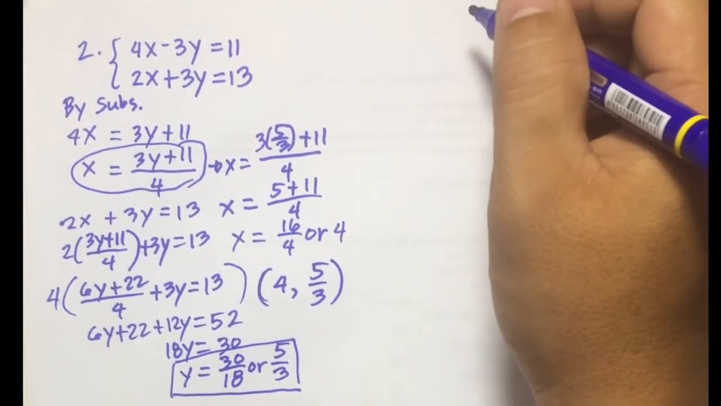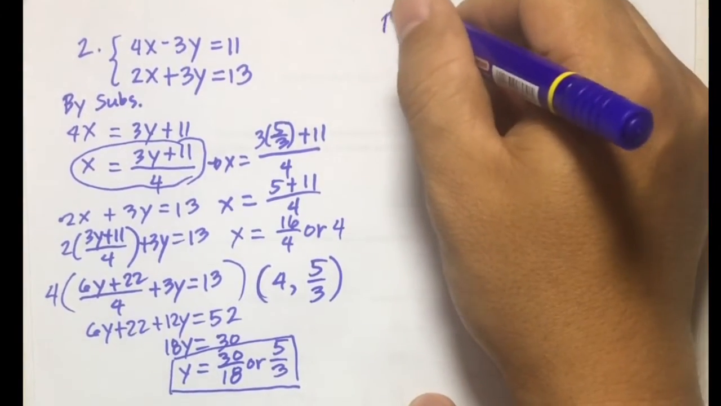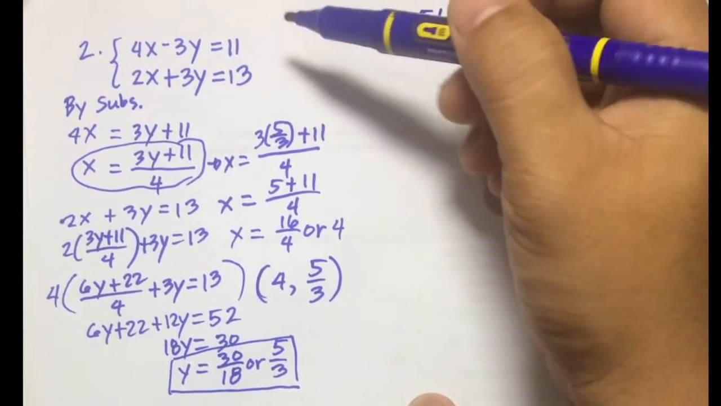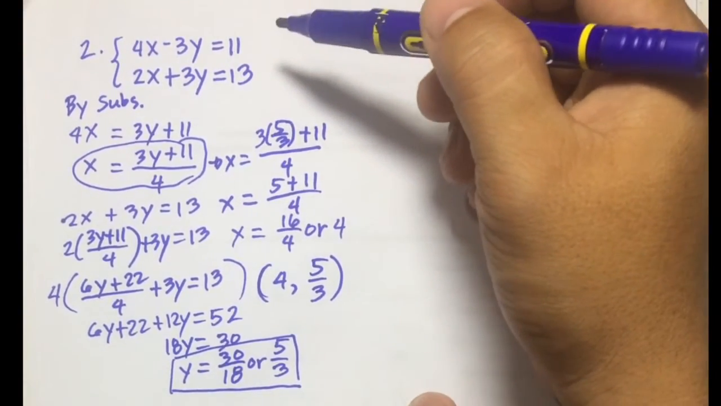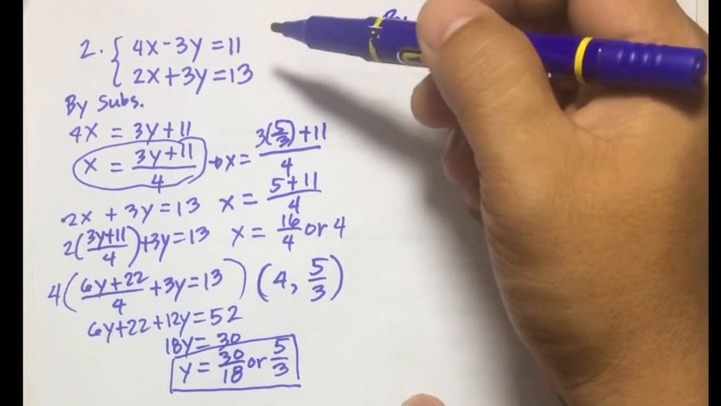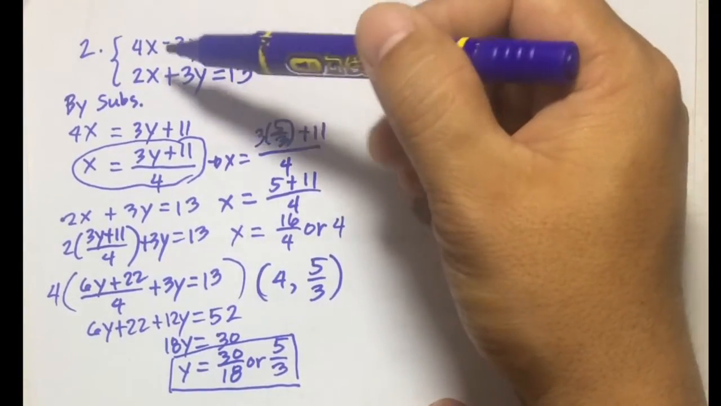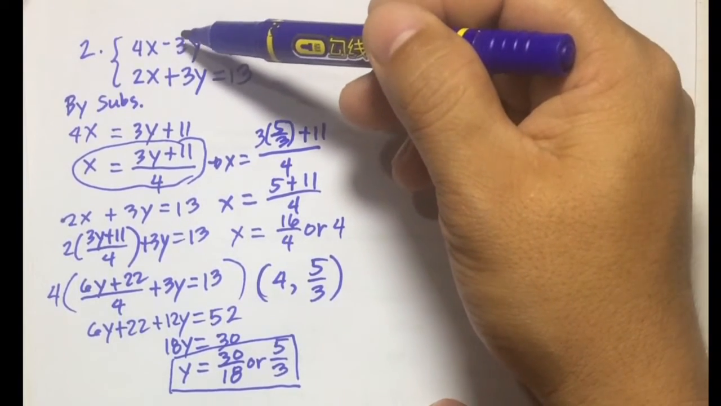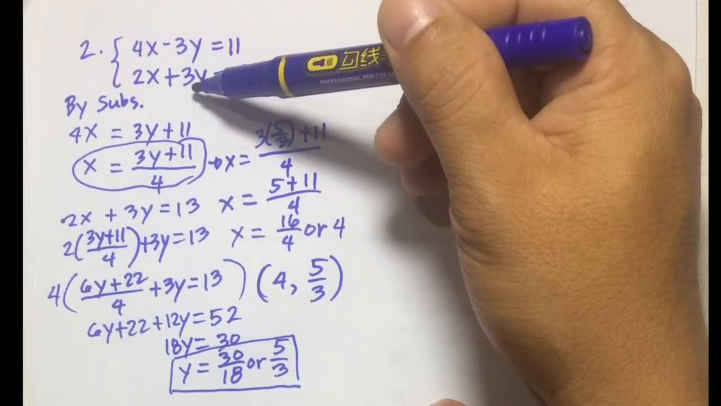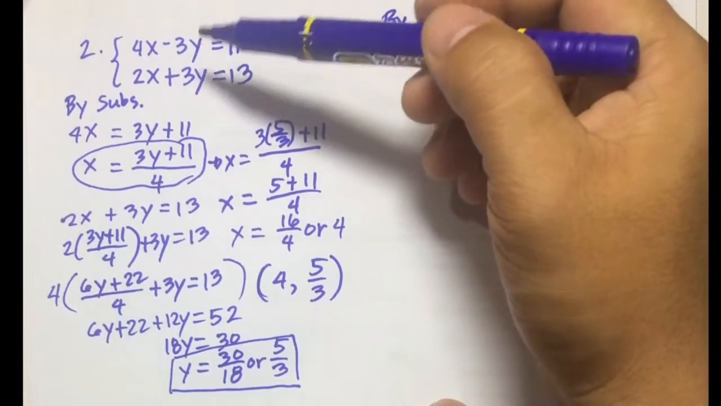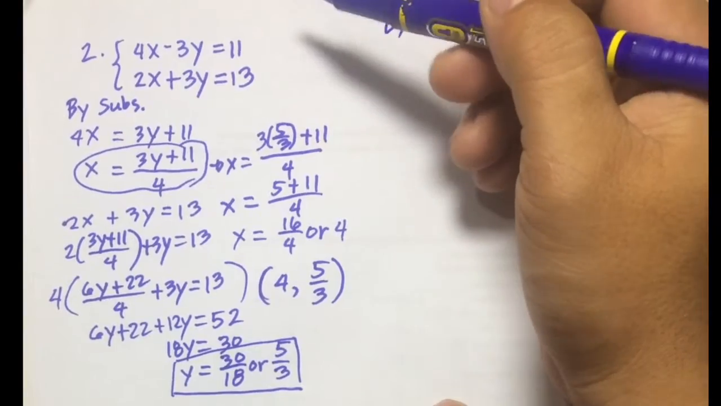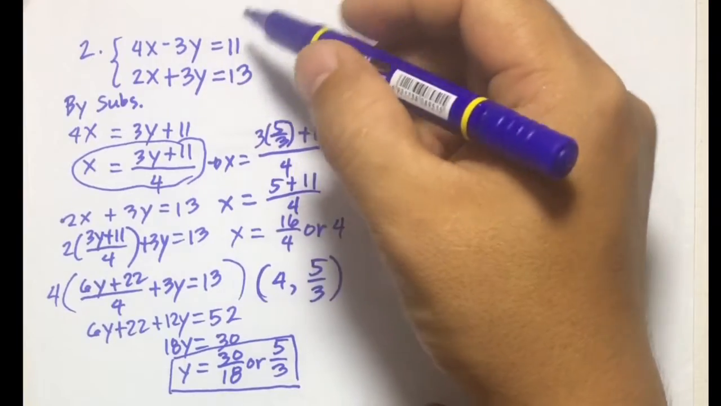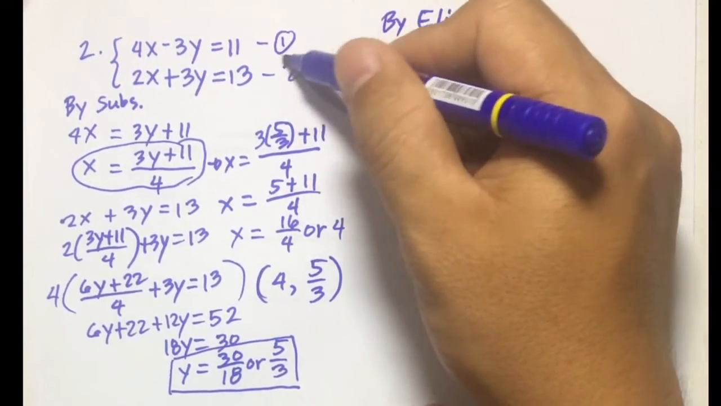Then by elimination, what we're going to do here is we're going to look at a variable with the same numerical coefficient, or the same value of numerical coefficient. So in here, if we're going to look at the equations, in y, the first equation is negative 3, and y in the second equation's numerical coefficient is 3. So we can just eliminate y by adding the 2. So adding equation 1 and equation 2.